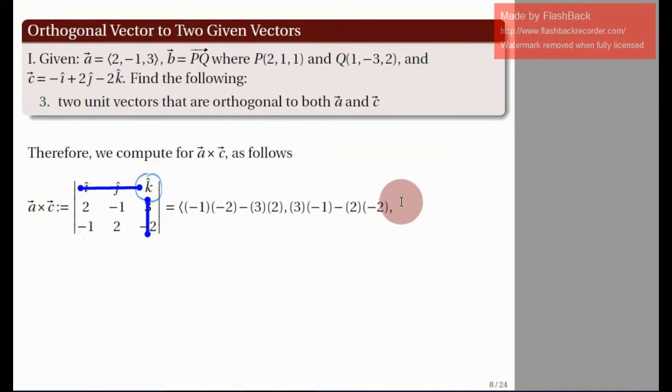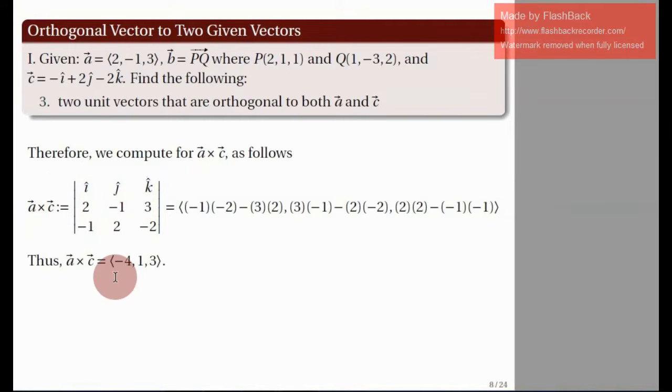So going back, we have here for the third component 2 times 2, minus the product of this diagonal here, -1 times -1. And again, that number multiplied to k hat just means that the number will go to the third component of our resulting vector. So simplifying, we get this vector for the cross product.